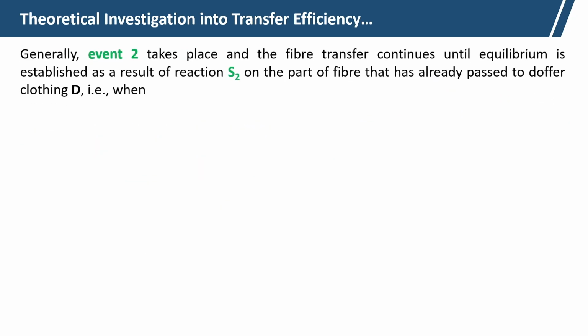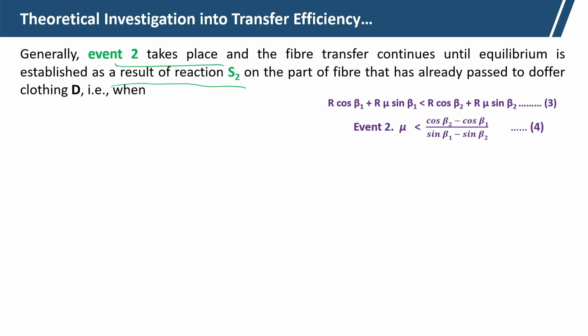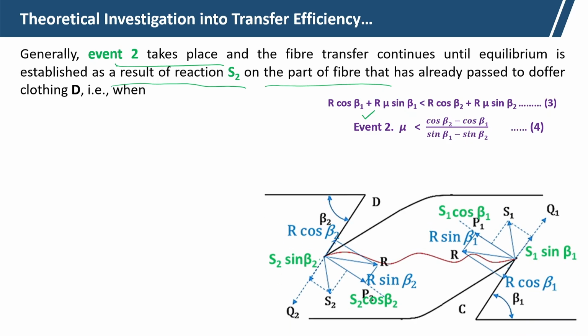So, generally event 2 takes place, and fiber transfer continues until the equilibrium established as a result of reaction S2 on the part of the fiber already passed to the doffer D. Now, this is equation 2. So, that is event 2 here, because we need the fiber to get transferred. So, this is the condition here.